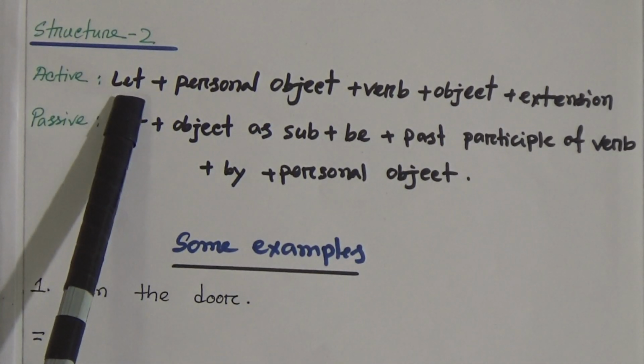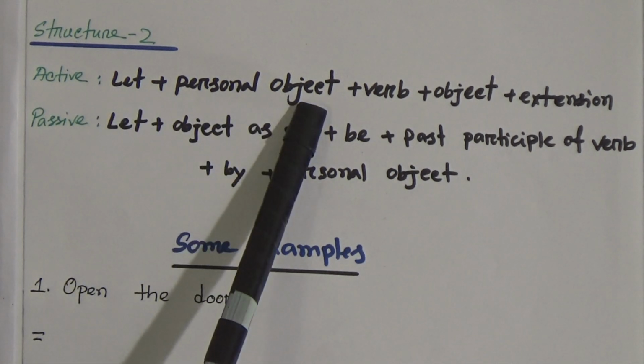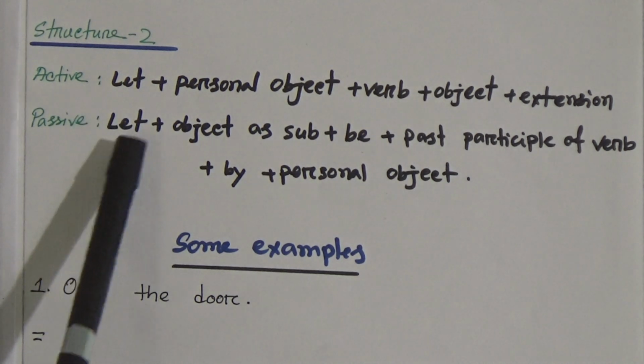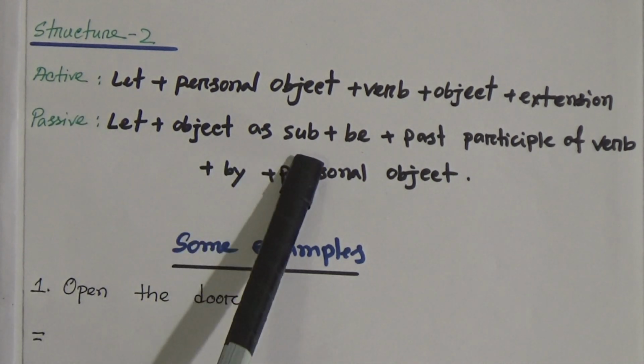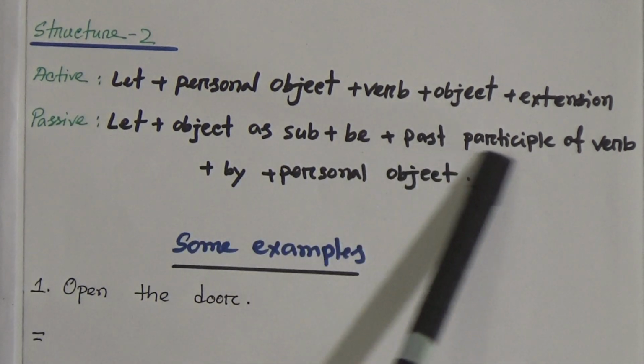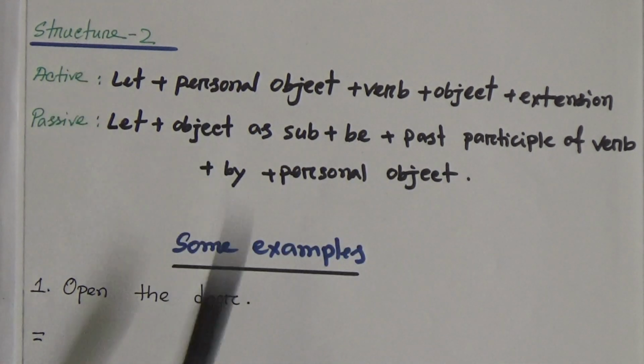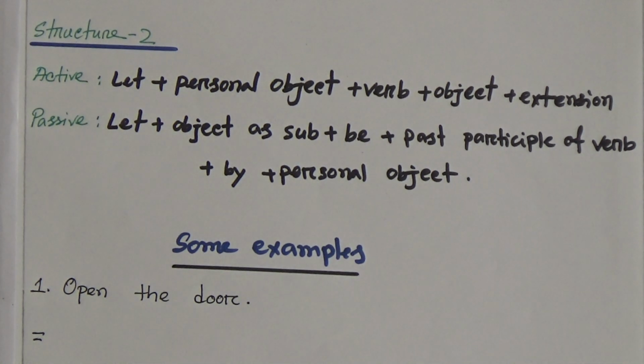we will see if we see let plus personal object plus verb plus object plus extension, we will convert it with let plus object as subject plus be plus past participle of the verb plus by plus personal object. If I give some example, it will be clear to you.